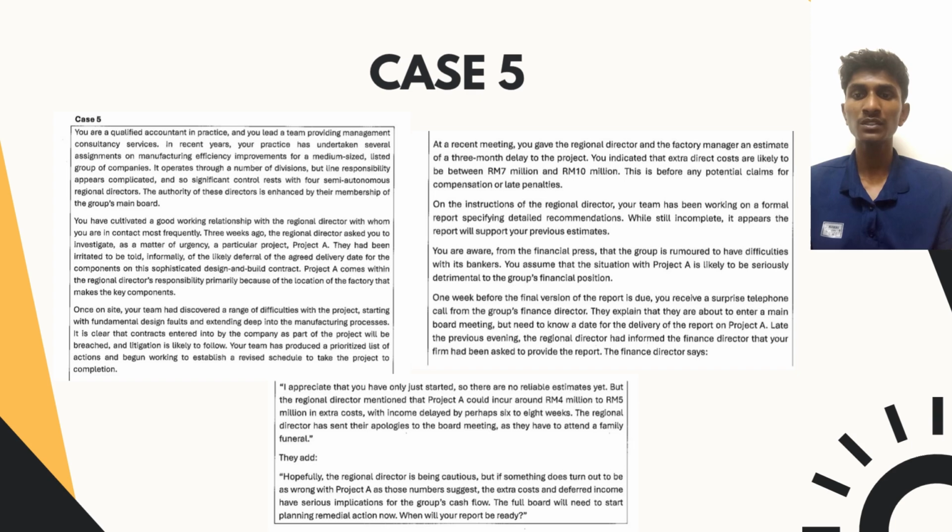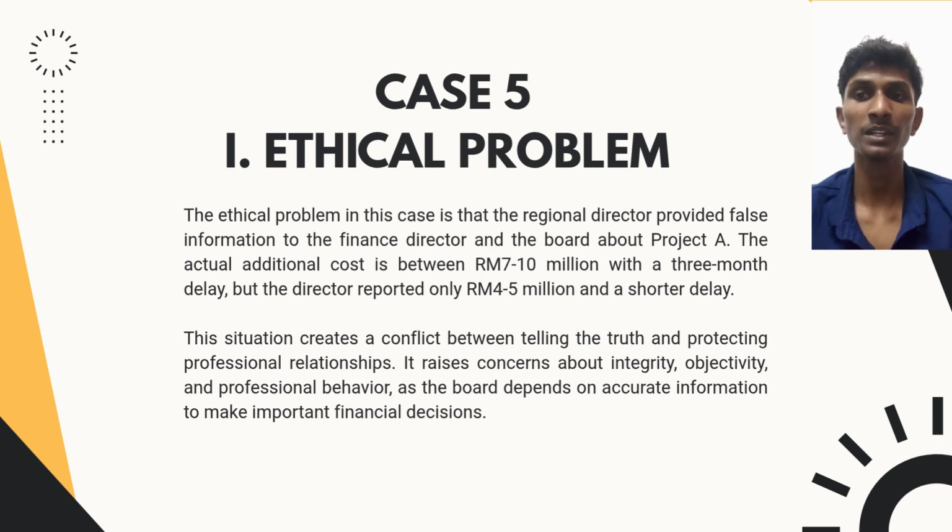However, the problem arises when the finance director requests information, but the regional director had already given the board much lower and inaccurate figures, creating pressure to hide the truth. The key ethical principles involved are integrity, objectivity, professional behavior and professional competence. The accountant must decide whether to protect the relationship with the regional director or provide honest and accurate information to the board. It is important because misleading information can harm the organization's financial decisions, especially since the company is already facing financial difficulty.